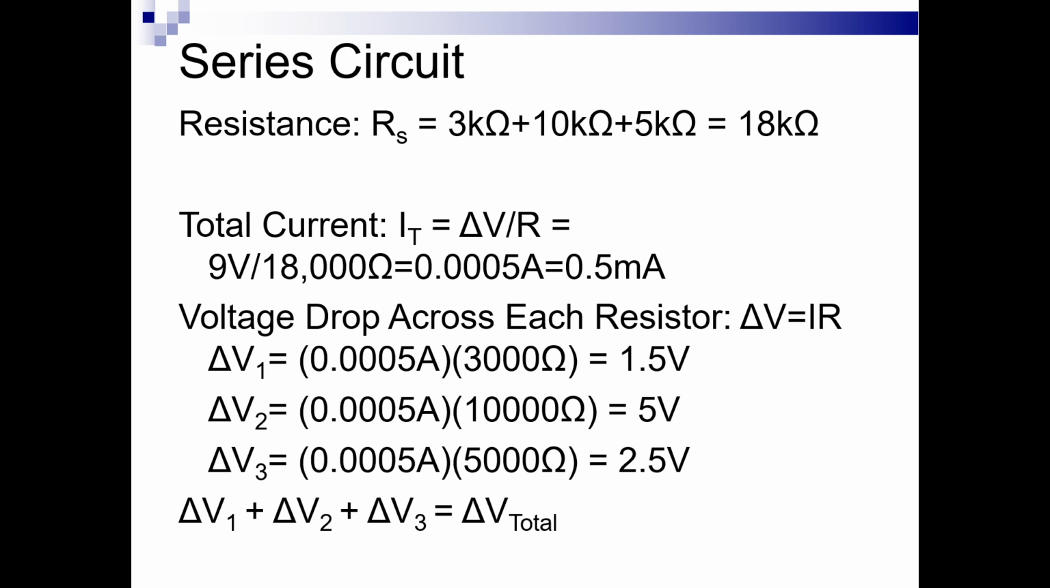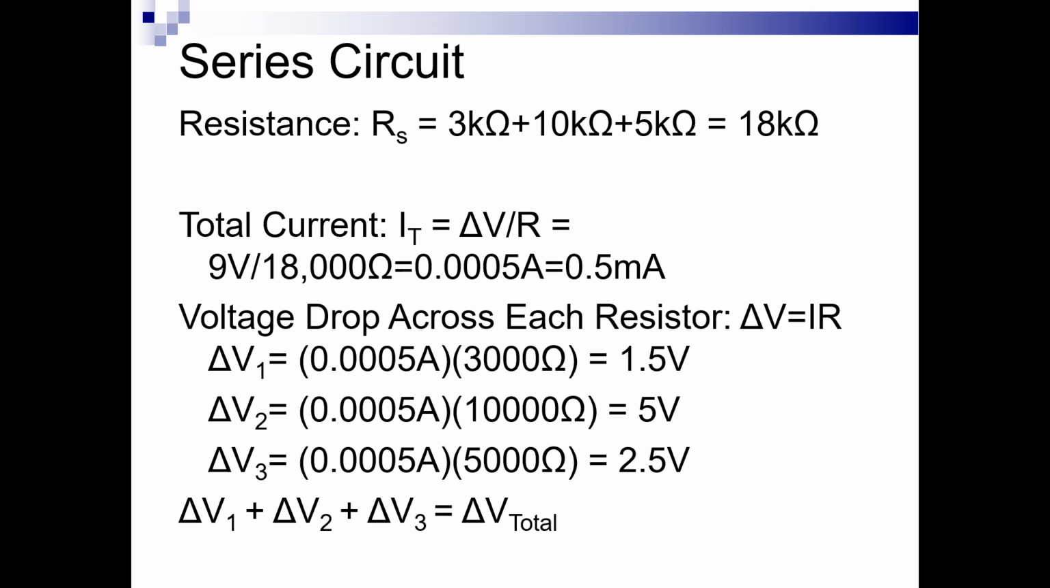And then to find the voltage drop across each resistor, we just use Ohm's law for each resistor. So you take the current, which is the same because they're in series, so they have to get the same current. So you have a voltage for the first one, which is just the total current times 3,000, or 1.5. Second one is the total current times 10,000, which is 5 volts. And the third is the total current times 5,000 ohms, which is 2.5 volts.